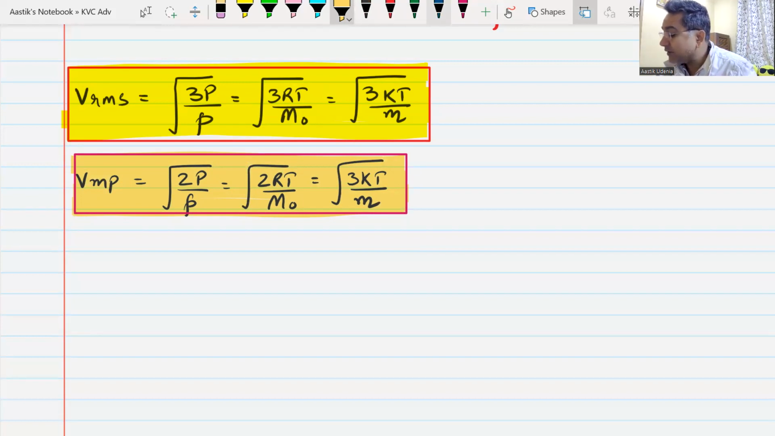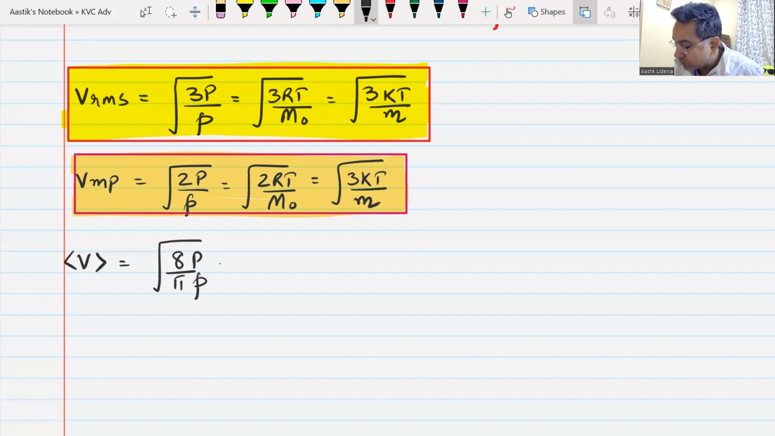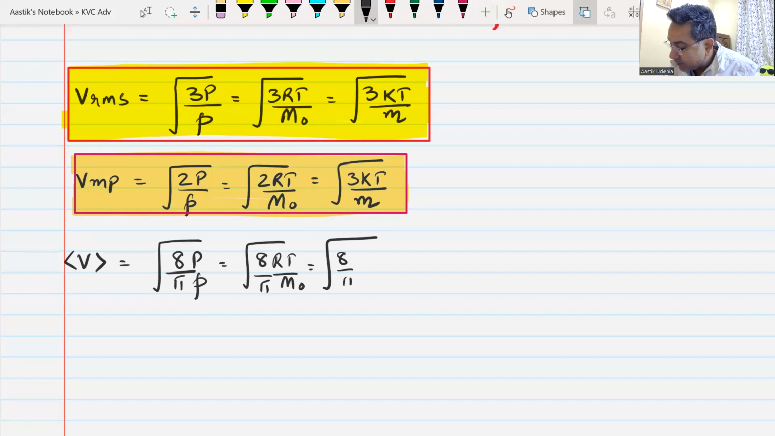Then we also have one more, which is average speed. Remember, average speed, not average velocity. Average velocity is 0. Do we understand this? Average speed is the square root of 8 by pi times P by rho, that is, root of 8RT by pi M, or root of 8kT by pi m.